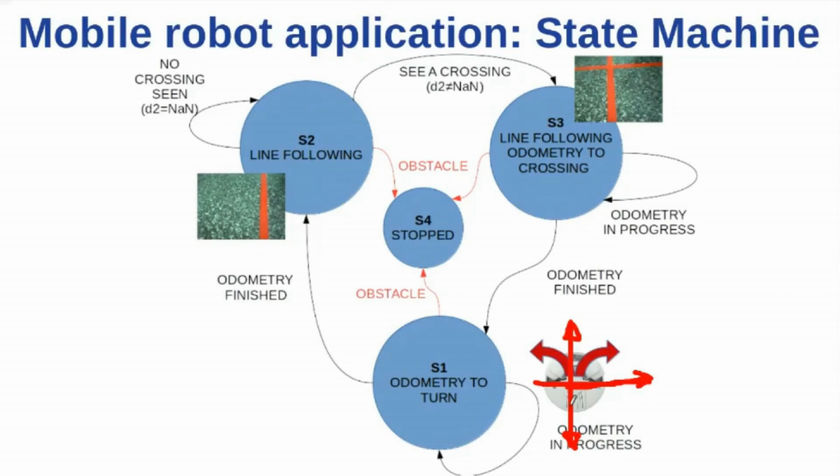That's the objective of this first state, right? Obviously, it could be a turn of 0 degrees, 90 degrees, 180, minus 90, right?